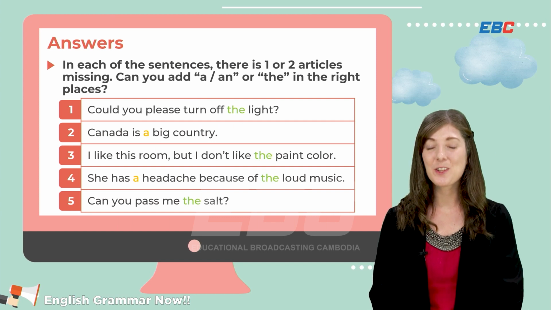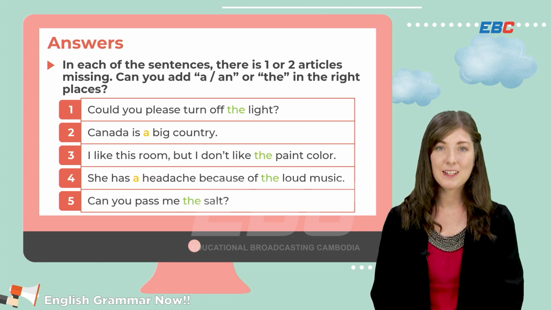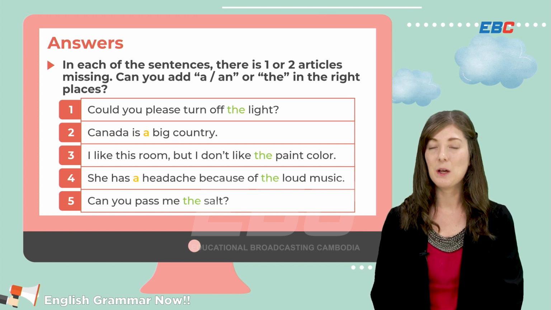Here's the answers to those questions. For number 1, could you please turn off the light? Number 2, Canada is a big country. Number 3, I like this room, but I don't like the paint color. Number 4, she has a headache because of the loud music. Number 5, can you pass me the salt?